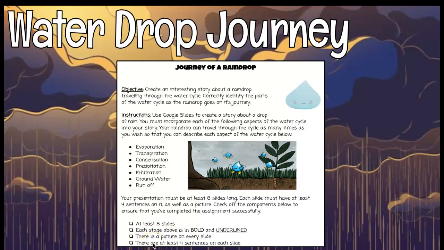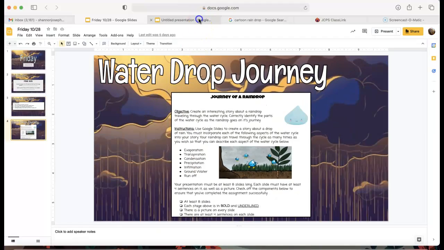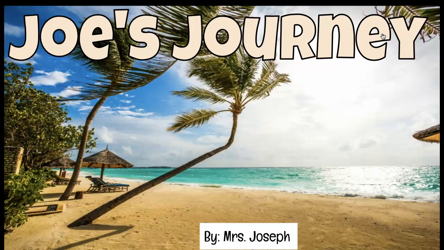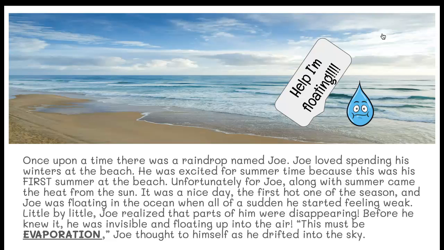So I'm going to go ahead and show you guys. I just wrote one up really quick to have an example to show you. My water droplet's name is Joe, and I've titled my story Joe's Journey. All right. So here's my first content slide. You see I have a picture, and I clearly have at least 4 sentences. You see something bold and underlined? That's because that's the stage of the water cycle I'm describing.